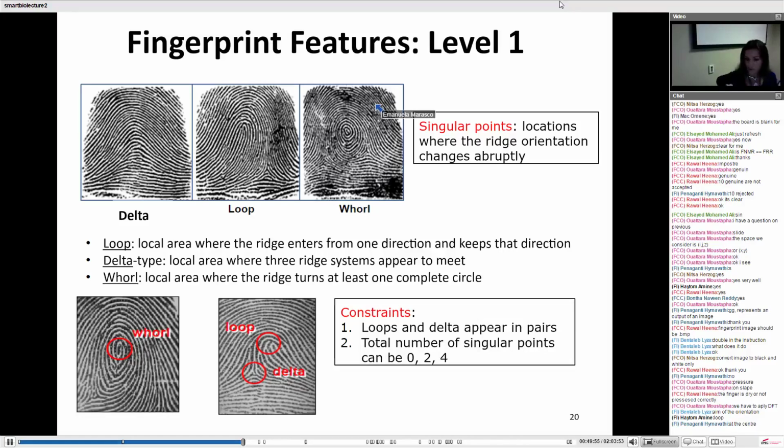Now the feature extraction. So here we can recall the level 1 feature. Some of you wrote very well the answer, which was a loop.